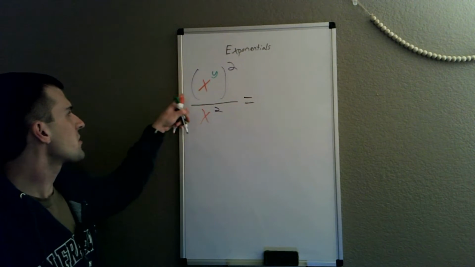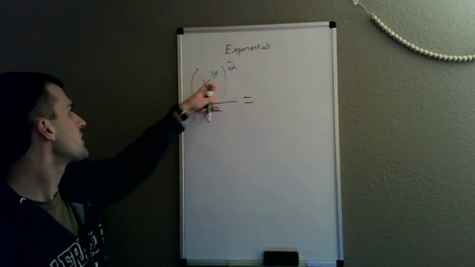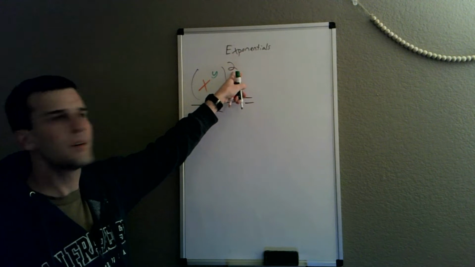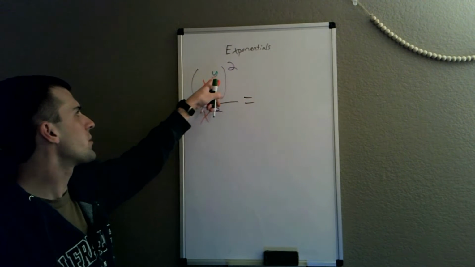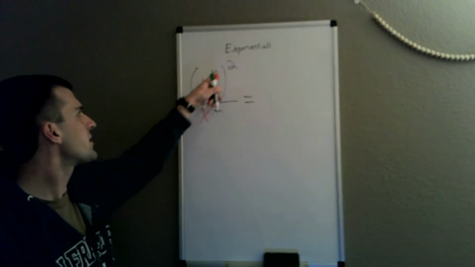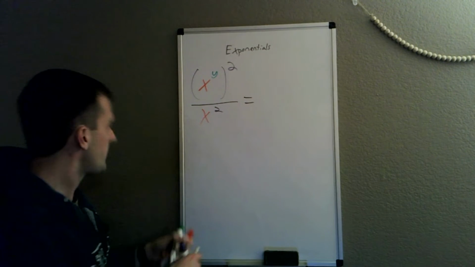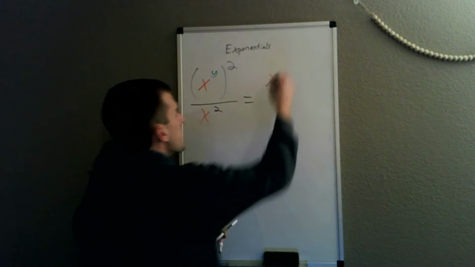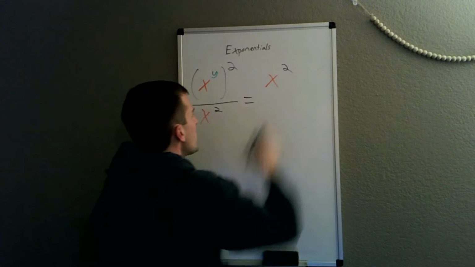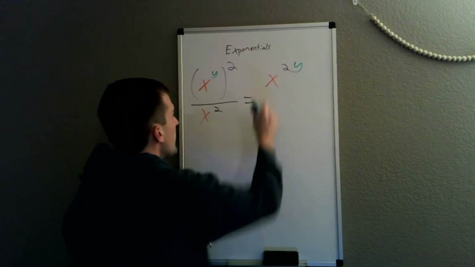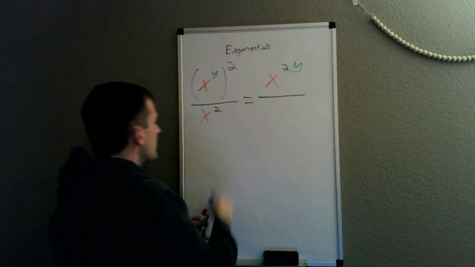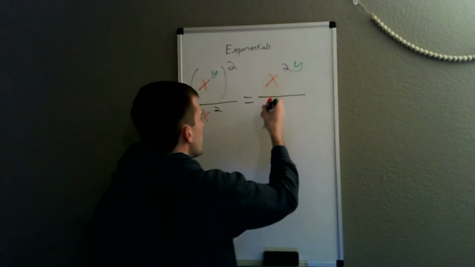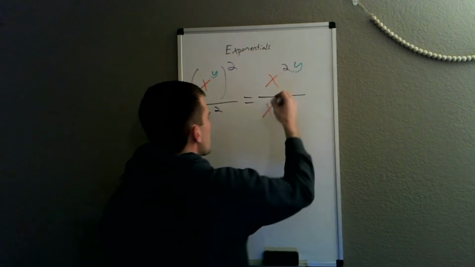Alright, so we'll start on the top this time, and we'll see that we have something in parentheses raised to a power of 2. So in this case we can multiply it, so x to the y times 2 is x to the 2y. So x to the 2y divided by, and same thing here, x squared.